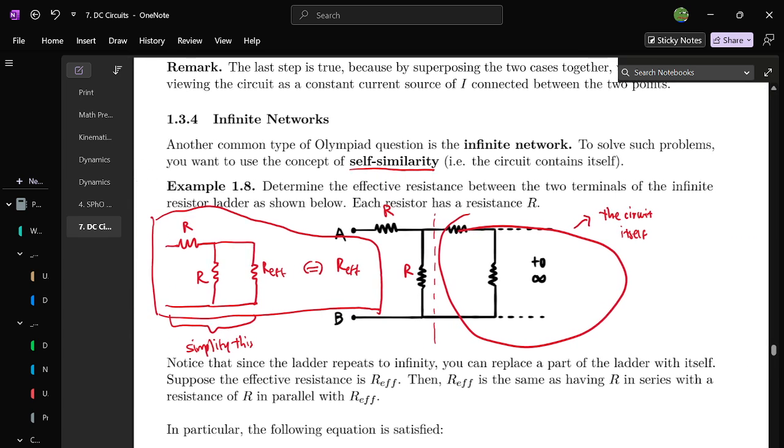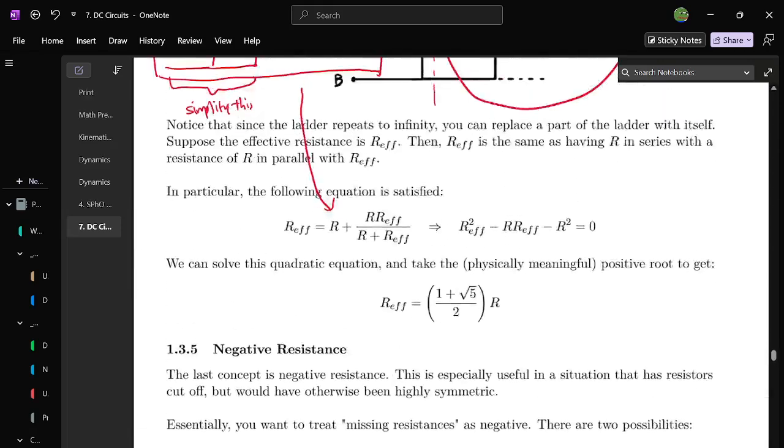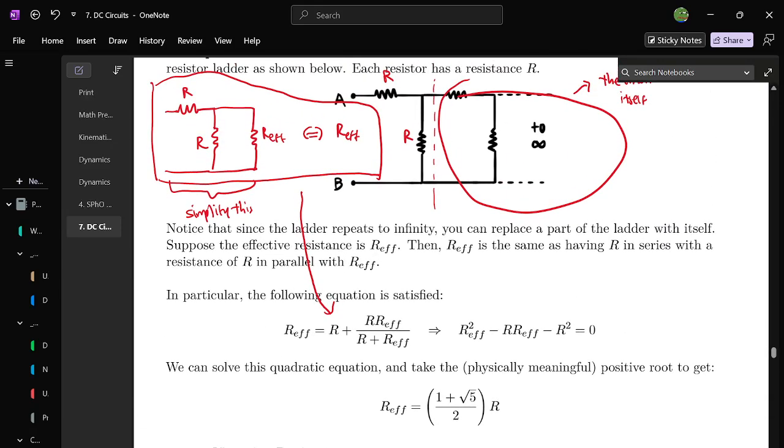So this is what I did here. So R effective equals R in series with R and R effective in parallel. And you get a quadratic equation in terms of R effective, which you can solve to get the physically meaningful root, which is positive resistance. And you actually get the golden ratio somehow. So yeah, this is the effective resistance and how to calculate it for infinite ladders.